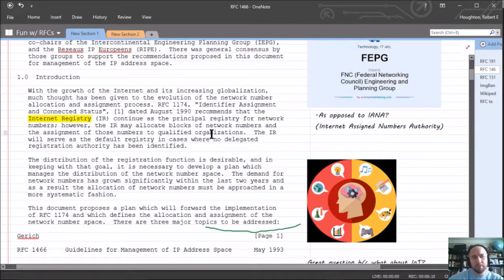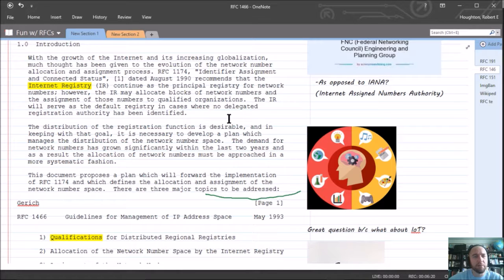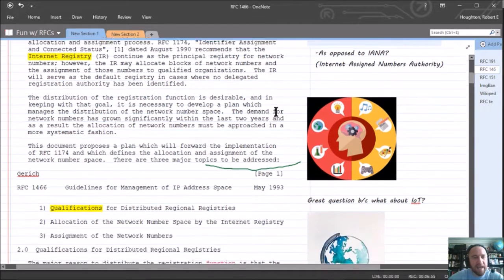evolution of the network number allocation and assignment process. RFC 1174, Identifier Assignment and Connected Status, dated August 1990, recommends that the Internet Registry continues as the principal registry for network numbers. However, the IR may allocate blocks of network numbers and the assignment of those numbers to qualified organizations. The IR will serve as the default registry in cases where no delegated registration authority has been identified. And for me, the most well-known IR is IANA.